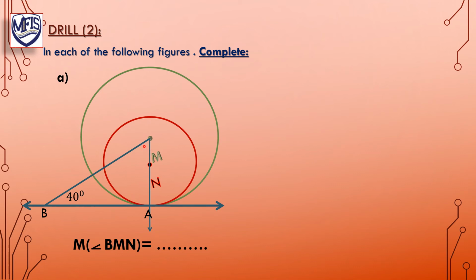We studied before that if two circles are touching internally, then MN is perpendicular to the common tangent AB. So angle MAB equals 90 degrees. In the triangle MAB, measure of angle A equals 90, measure of angle B equals 40. Therefore, measure of angle BMN equals 50 degrees.